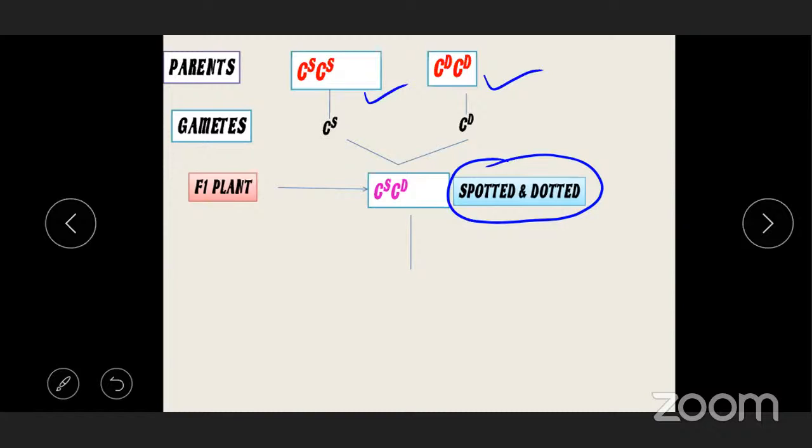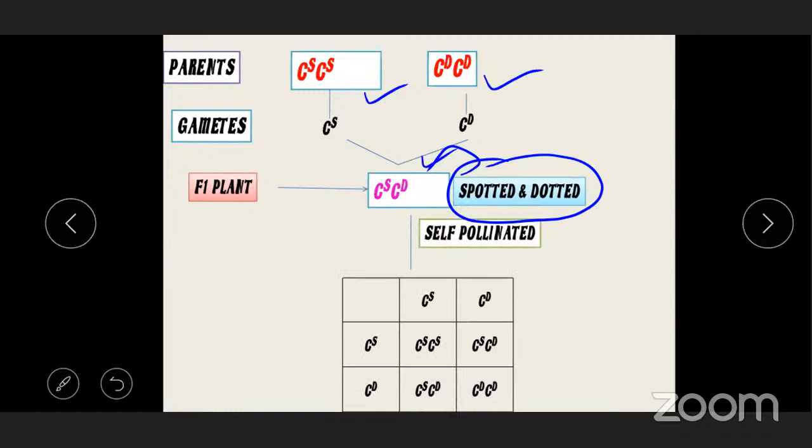What happens if we self-pollinate the F1 plant? See what happened. If the F1 plant is self-pollinated, this is the situation that actually occurred. In the first situation, CS. Second, CSCD. Third, CSCD. And fourth, CD. First we have to find out the phenotype. CS means spotted. CSCD means spotted and dotted.